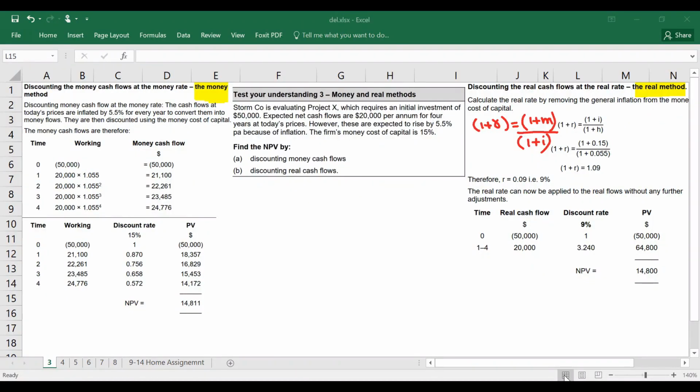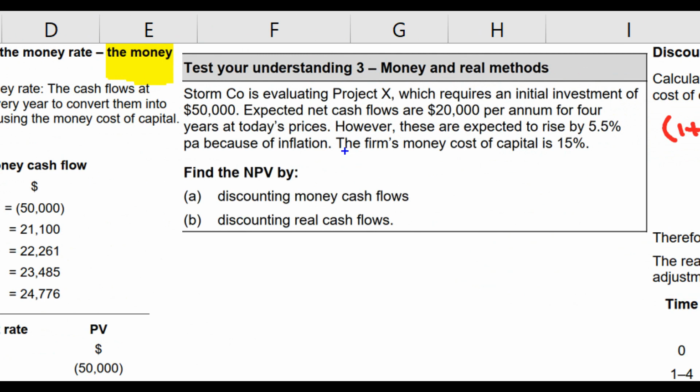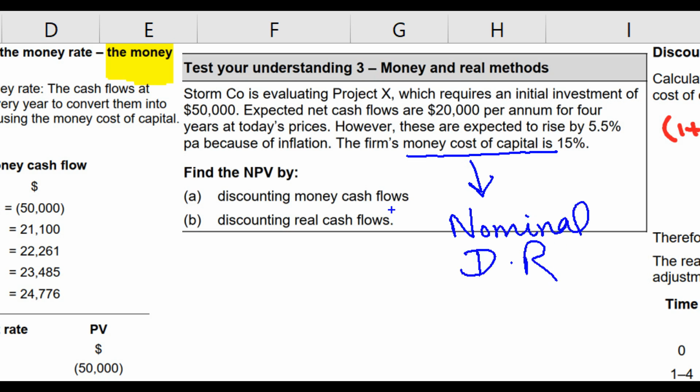On your screen we have Understanding number 3, which we have already solved in our previous lecture, but now you can understand the wording of this question in a better way. Please let me zoom in for you. Please read this line. The firm's money cost of capital is 15%. So this money cost of capital is representing the nominal discount rate. Now please read this line. Expected net cash flows are $20,000 per annum for 4 years at today's prices. So this today's prices or current prices indicates that our cash flows are real cash flows.